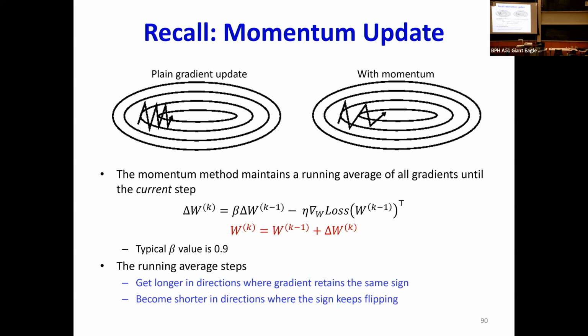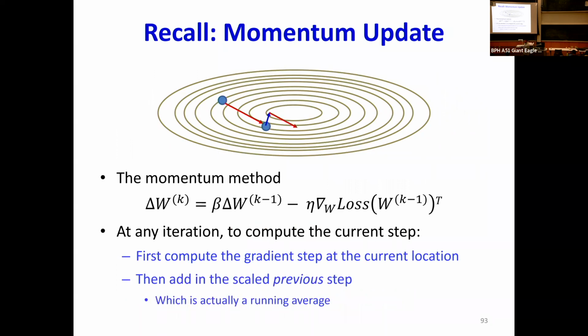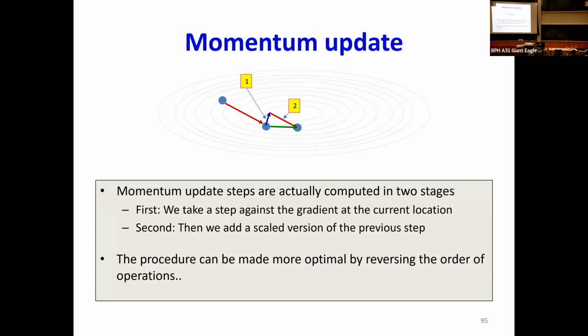And what was the other alternative? Nesterov's method. So the difference we said was that in the momentum update, if you had just made some kind of an update of this kind just now, you would first take a step against the gradient, then add in a scaled version of the previous step, and that's going to be your net update. In Nesterov's method, you reverse the order. So that's the two steps, right? First, you take a step against the gradient, then you add in a scaled version of the previous step. And that gives you the new step.